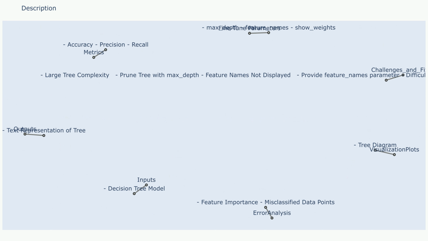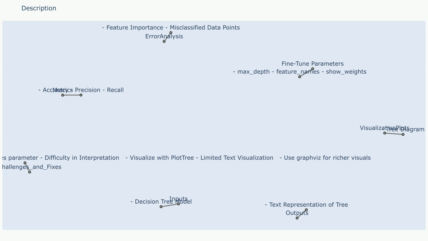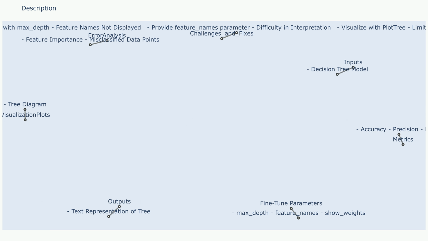Metrics: not directly applicable. The export text function is mainly for visualization and understanding a tree structure, rather than measuring its performance. Visualization plots: text-based representation: the output of export text is a text representation of the tree, which can be displayed in a console or text editor. Fine-tune parameters: not applicable. The export text function does not have any fine-tuning parameters. Uncertainty methods: not applicable. The export text function is not directly related to uncertainty methods.